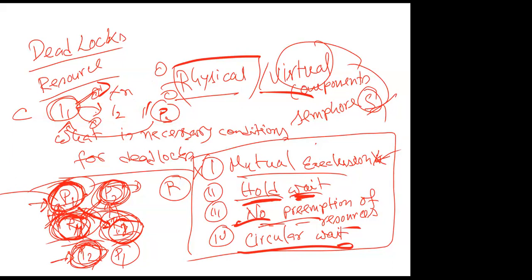But for deadlocks to occur, circular wait is another necessary condition. If you make any one of these properties invalid, then there will be no deadlock. Now let's look at some topics on resources.